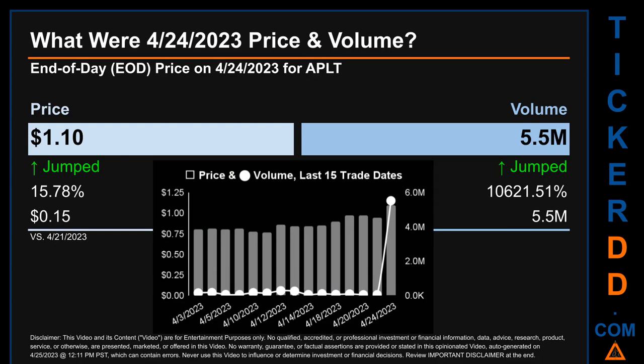The graph shows price and volume for the last 15 trade dates. Across a range of 33 cents, the max and minimum end-of-day price were respectively 1.1 and 0.77. Volume saw a range of 5.5 million, from a day low of 48.9 thousand to a day high of 5.5 million.